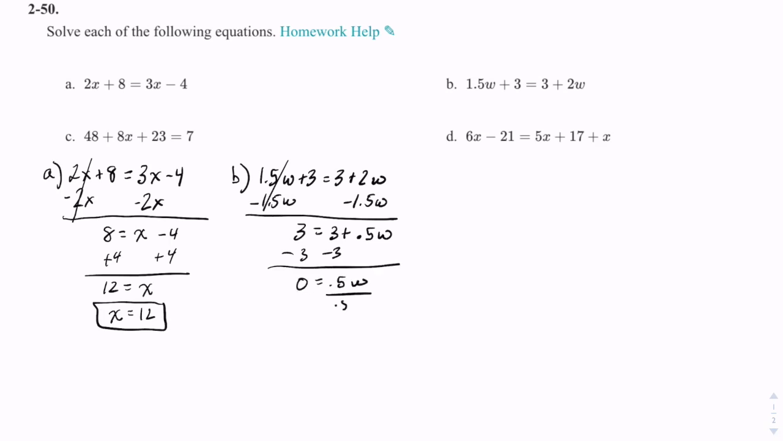I'll divide both sides by 0.5. Now, 0 divided by anything is 0, right? So I get w equals 0 for B.